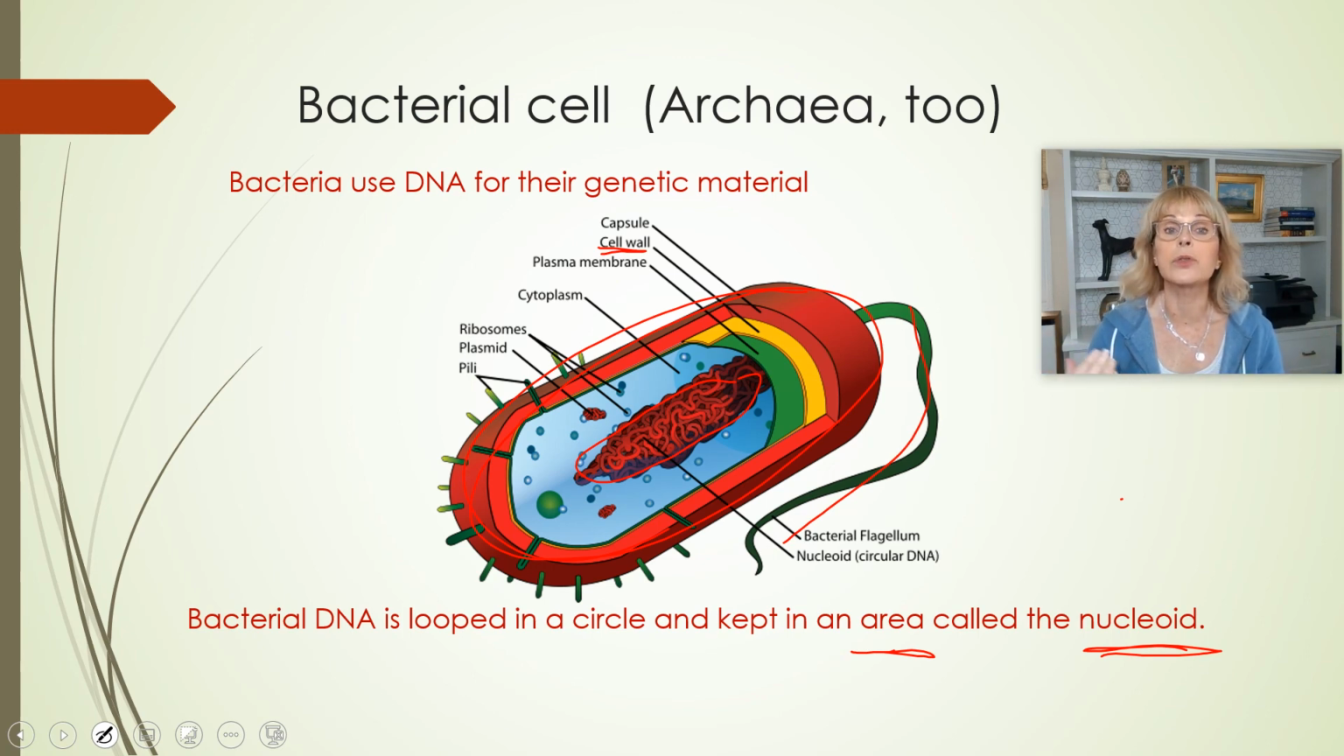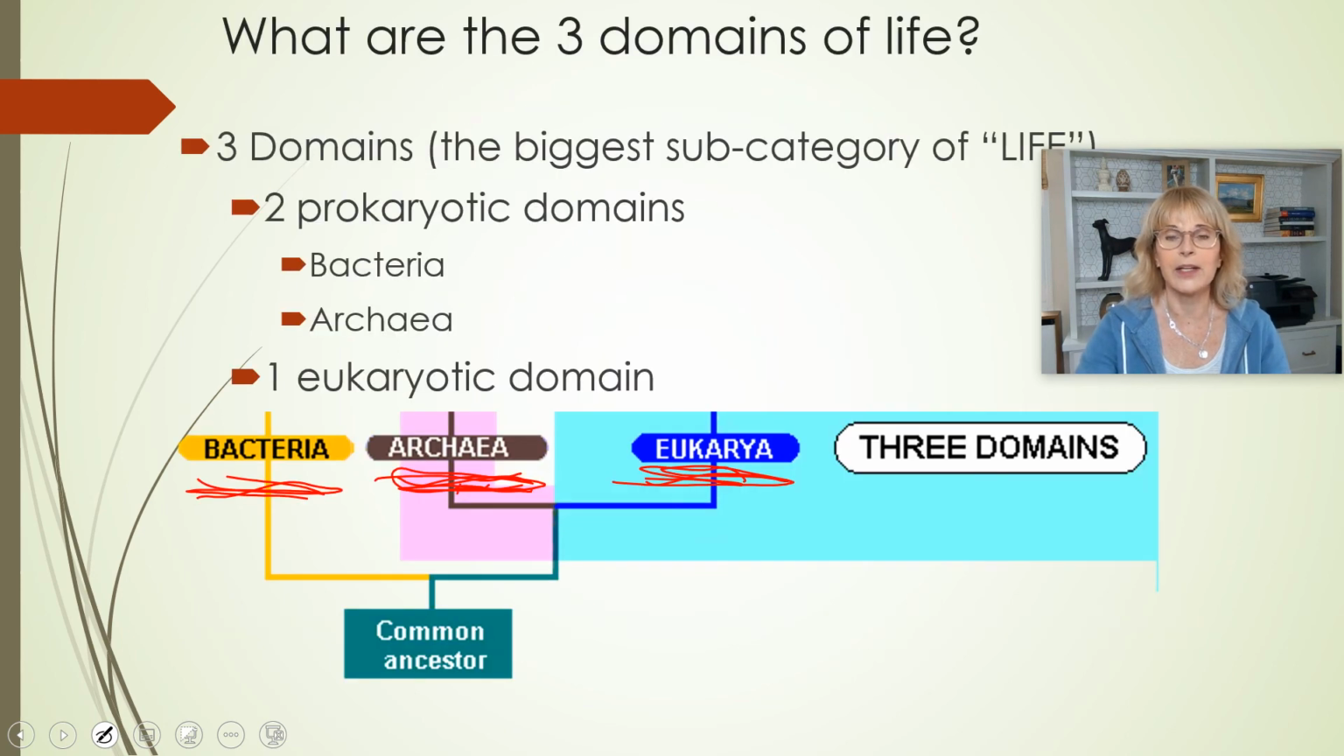Do they all have capsules? No, but they all have a plasma membrane, and their plasma membrane is a phospholipid bilayer, just like yours. They do have ribosomes. Their ribosomes are different than ours are, though, and their ribosomes are like the ribosomes that are found inside of our mitochondria, which is why scientists believe that, let's go back here.